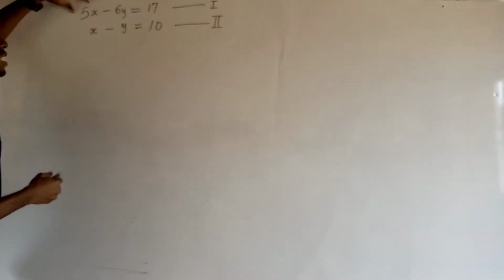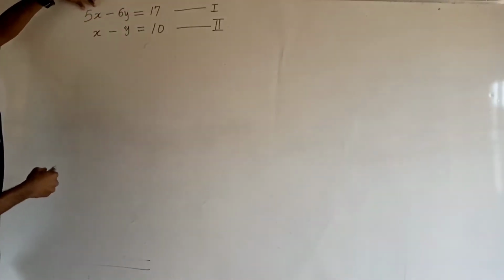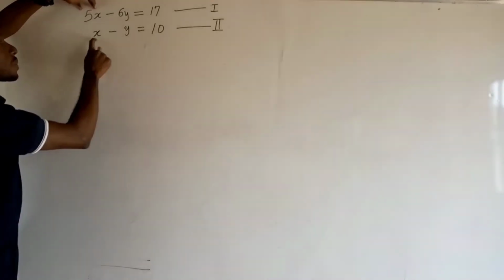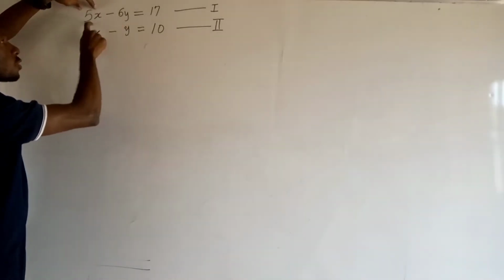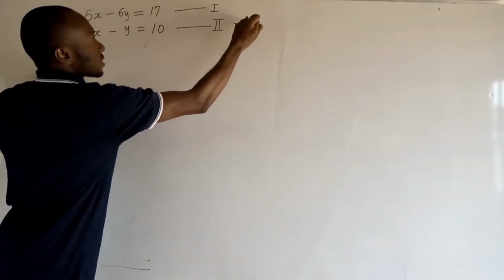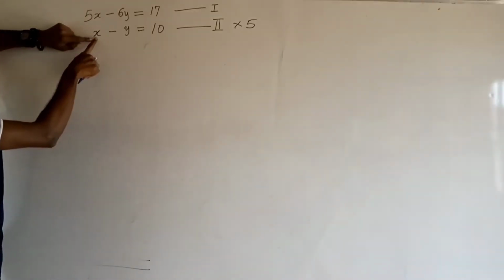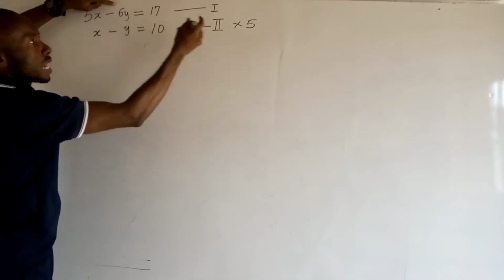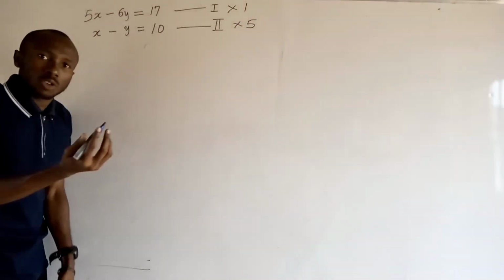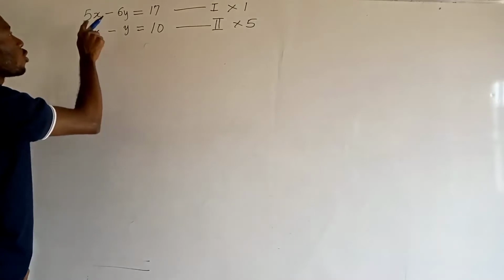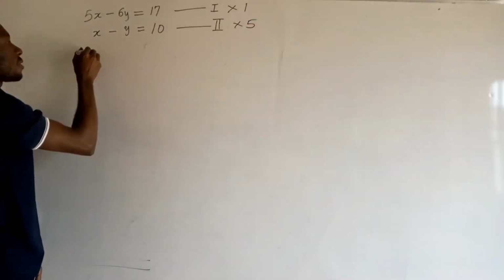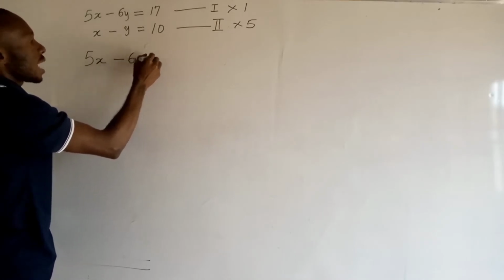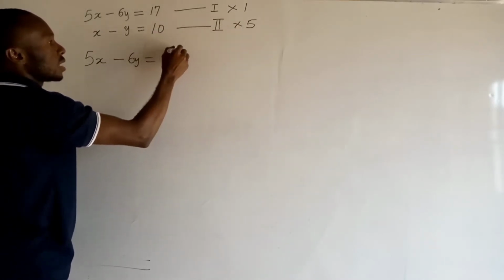Okay, here you can see in this first equation, the quantity of x here is 5. Like you can see, 5x. So the quantity of x here is 5. I'm going to multiply this whole equation by this quantity of x, that is 5. So I have times 5. Now you can see in the second equation, the quantity of x is 1. So I'm going to multiply all the equations above by 1. And let's do that and see what will be the result. So, 5x times 1 will give me 5x, of course. Minus 6y times 1 will still give me minus 6y. And 17 times 1 will still give me 17.